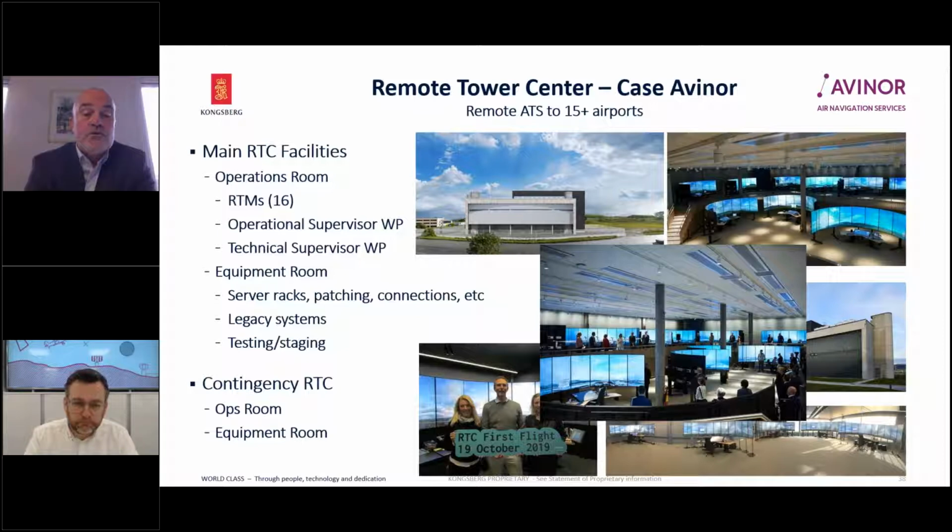And the first flight was operational in October 2019. The transfer to the larger main remote tower center is planned for May 2021. 15 airports will be operated from that center by the end of 2022. And I'm happy to take questions that you may have. Thank you.